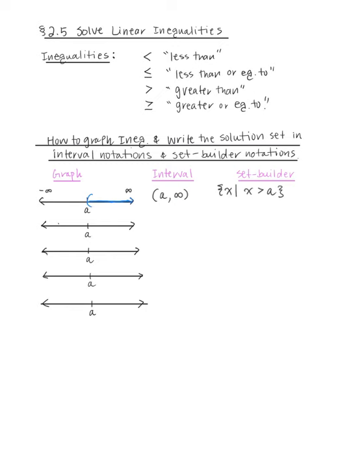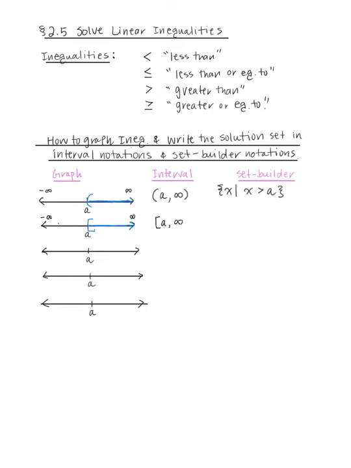Let's take a look at another one. Instead of the open parentheses, suppose I have the closed bracket, and I'm going to shade the same exact side. And again, this is negative infinity, positive infinity. Okay, so let's go with the interval notation. The interval notation would be closed bracket a, comma, positive infinity.